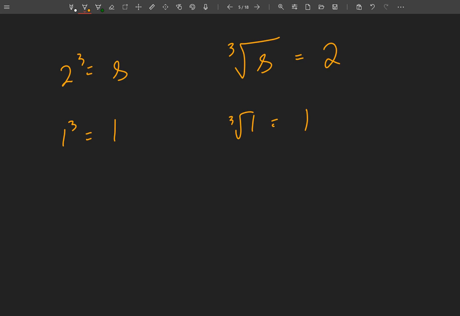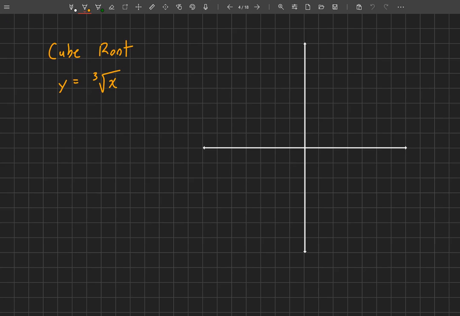What else? I could do 3. 3 cubed. 3 times 3 times 3 is 27. Therefore, the cube root of 27 is 3. So that's how that works. That's what the cube root function is. And there's not really a way to make that simpler, not that I'm aware of.